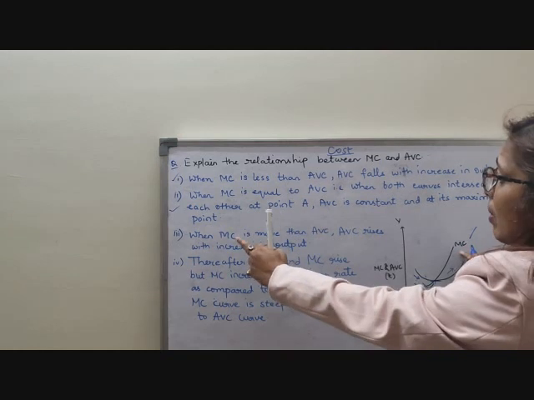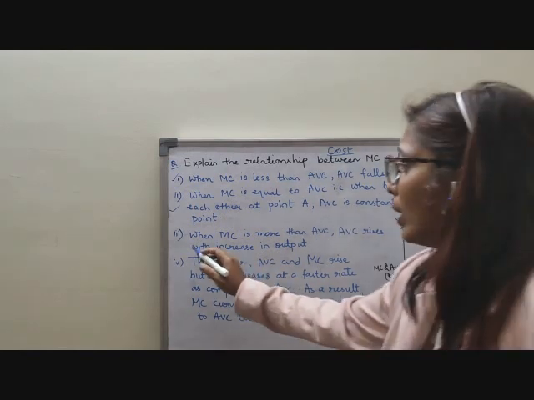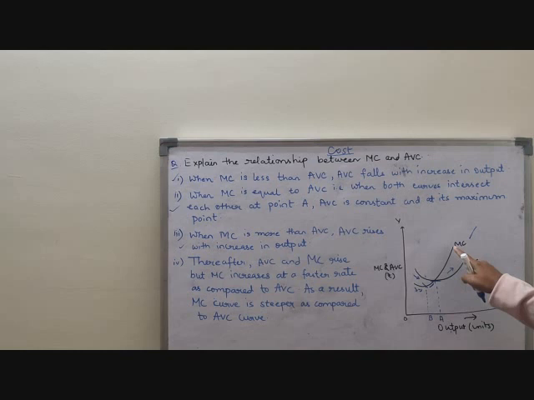The third point: when marginal cost is more than the average variable cost, average variable cost rises with increase in the output. After that, fourth point: average variable cost and marginal cost rise. Both are rising, but marginal cost increases at a faster rate as compared to average variable cost, because the marginal cost curve is above the average variable cost curve. So the marginal cost curve rises at a faster rate. As a result, the marginal cost curve is steeper as compared to average variable cost. So this is the explanation.